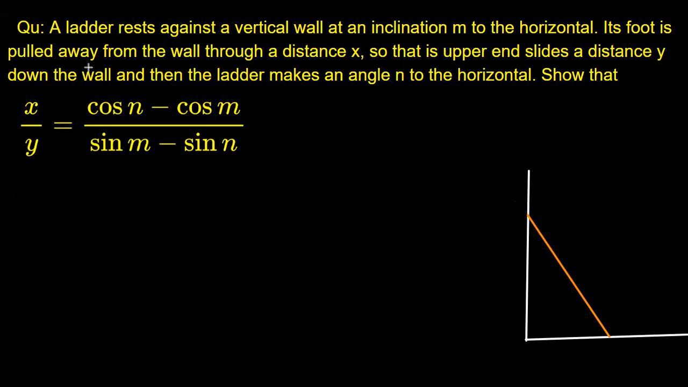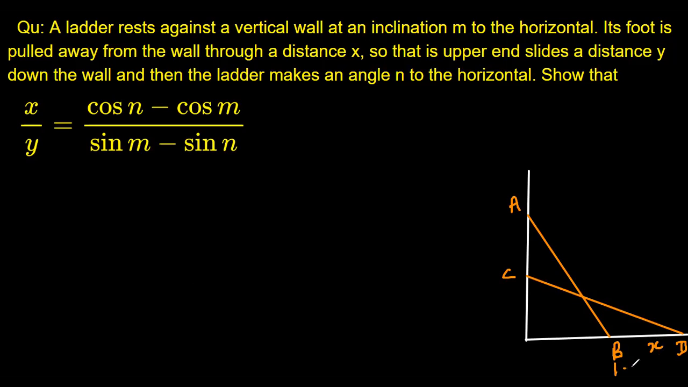Now it is pulled away from the wall through a distance x. You hold the ladder at this point and pull it away. Then it will slide down and it will take this position. All right. So let's say our ladder initially is in position AB, and when we pull it x unit, it takes the position CD. Okay, this is x unit.